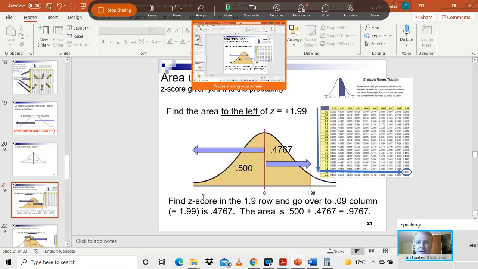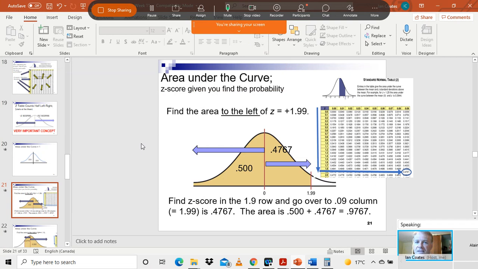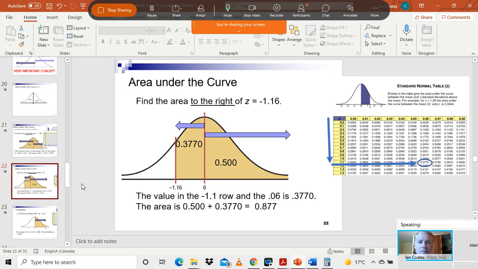Good, good, good. So that's how we do this. I could give you the Z value, you tell me the probability. Okay, let's try another one. Find the area to the right of Z equal to negative 1.16. So basically what we're looking for is all of this data, everything to the right.